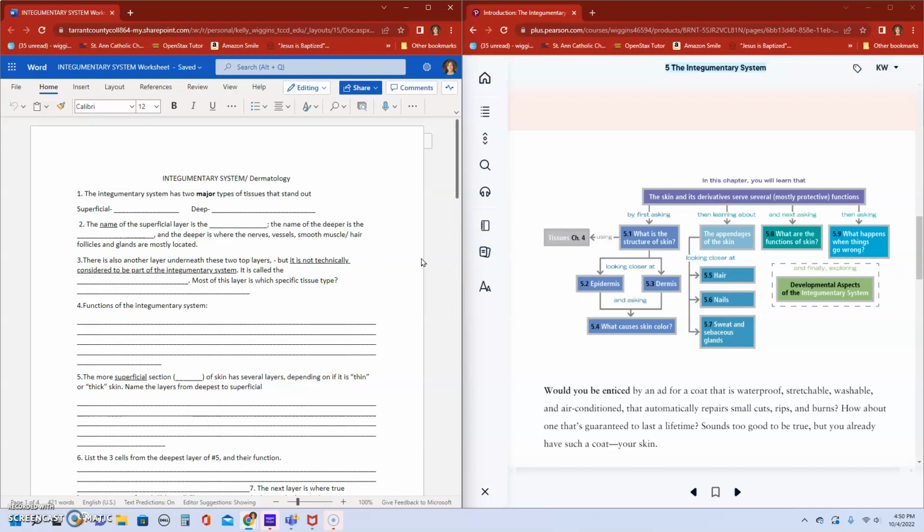There's also another layer underneath those top two layers, but technically not considered part of the integumentary system. This is the hypodermis, or you can call it the subcuticular layer. Most of this layer is which specific tissue type? That would be adipose tissue.